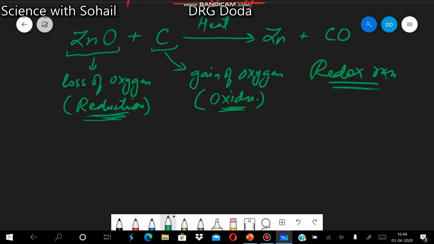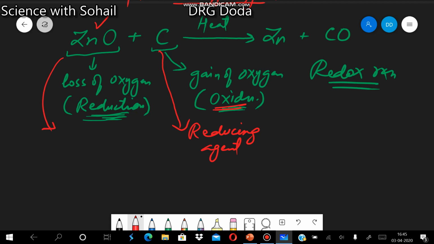Now coming on to the concept of oxidizing and reducing agent, we said that zinc oxide is undergoing reduction, and which species is responsible for bringing about the reduction? This is the carbon. So carbon is in this case acting as the reducing agent because carbon brings about the reduction of zinc oxide. Now which species is bringing about the oxidation of carbon? We can see that zinc oxide is bringing about the oxidation of carbon. That is, zinc oxide is acting as the oxidizing agent.